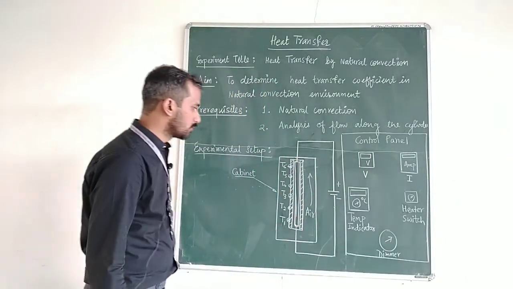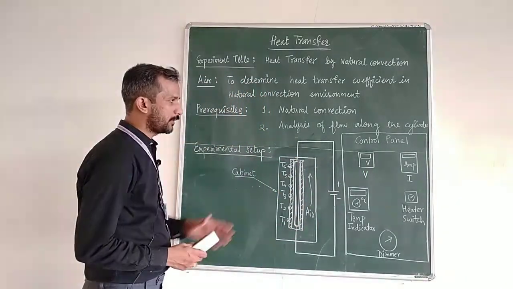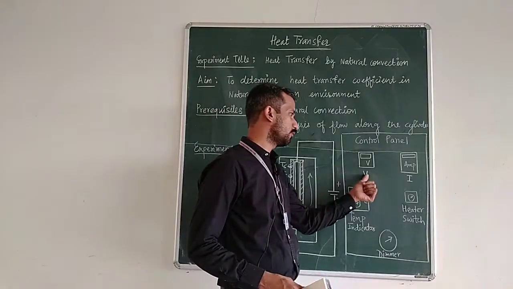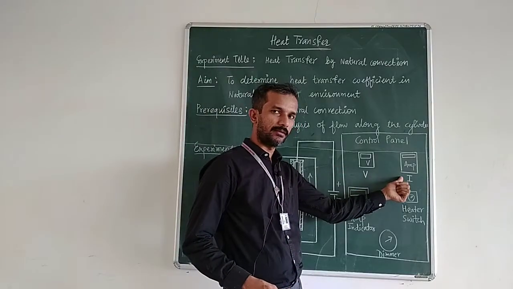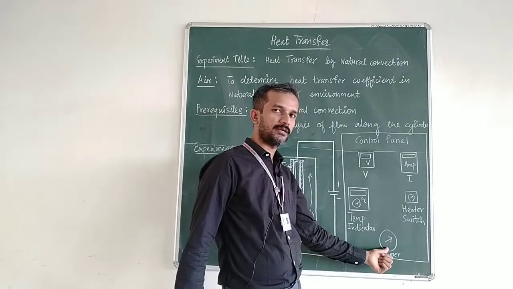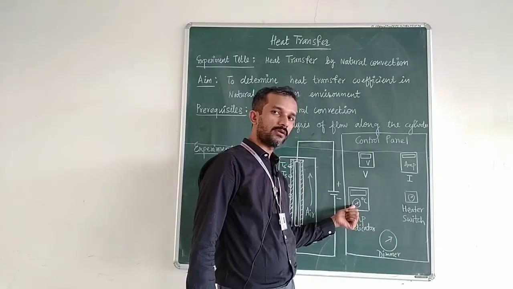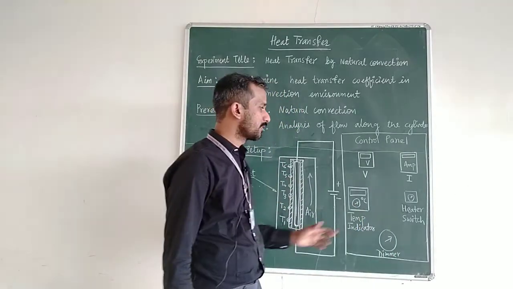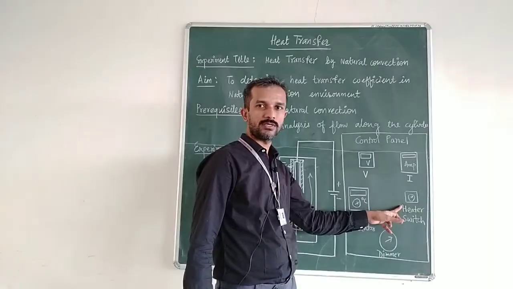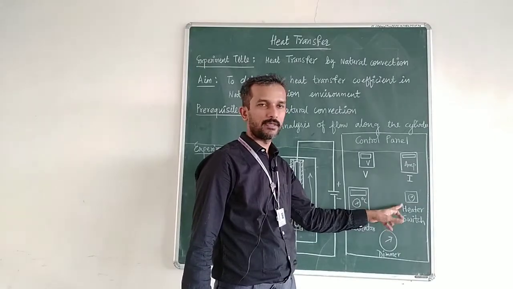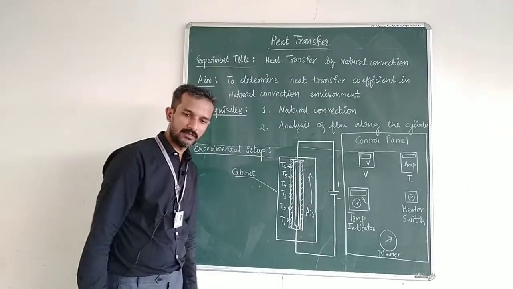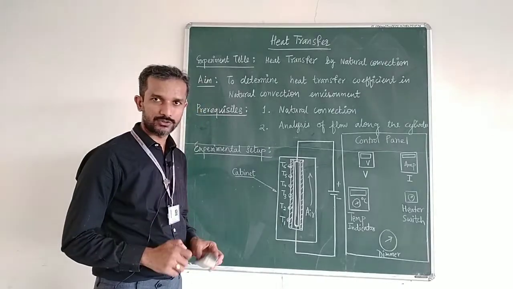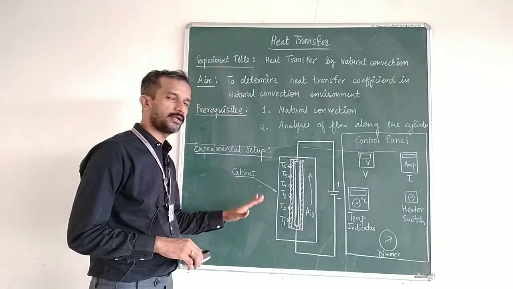Now you can observe that this is a control panel where the voltmeter and ammeter are connected to the heater, which will be controlled by this dimmerstat. The temperature indicator will record all 7 temperatures, and a heater switch is given to switch the heater on and off. So this is the simple experimental setup. Now we'll go to the actual experimental setup and see how it looks.